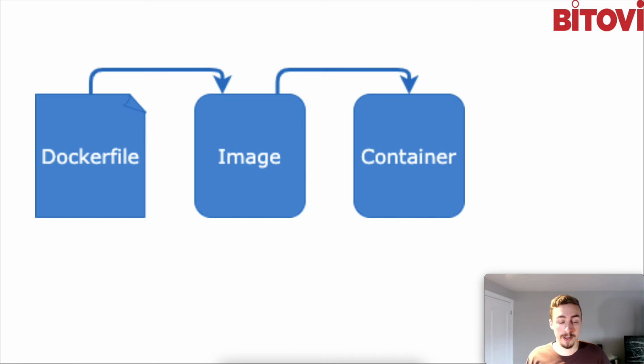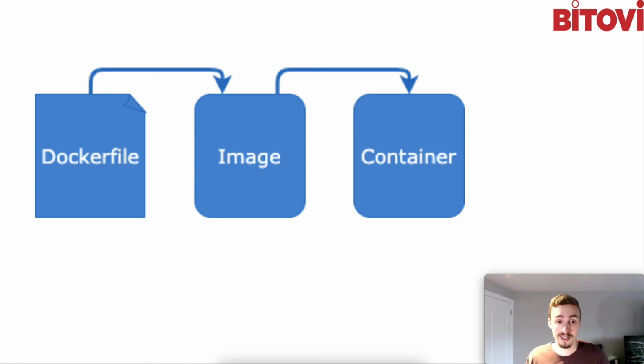Docker images are built from Docker files. A Docker file is a plain text file that contains a series of instructions telling Docker what operating system, application dependencies, and application source code is required to actually run the application.